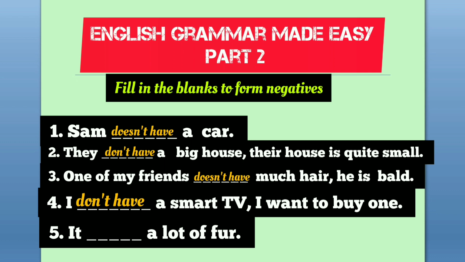Okay. And the last one is also quite essential, as you see on your screen. It dash a lot of fur. Okay. So again, I'm using it, and in case of it also we use doesn't have, as I already mentioned. So it doesn't have a lot of fur. Okay. So that's the sentence. It doesn't have a lot of fur. Okay. Maybe we're talking about an animal. Okay, so that's the way you can use doesn't have here.